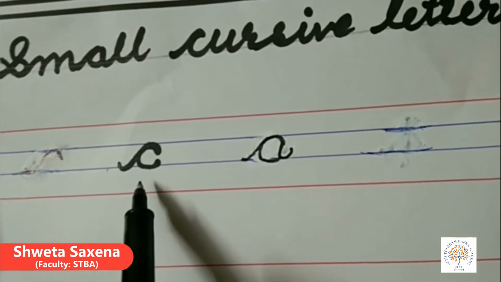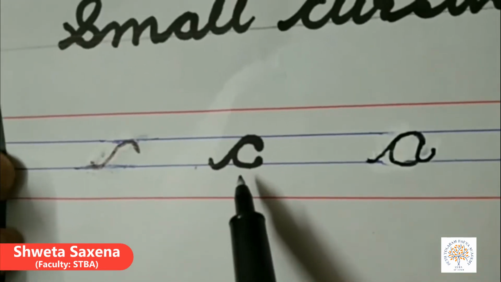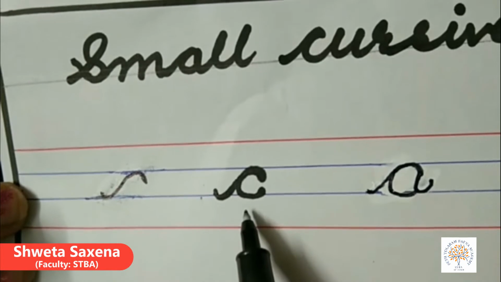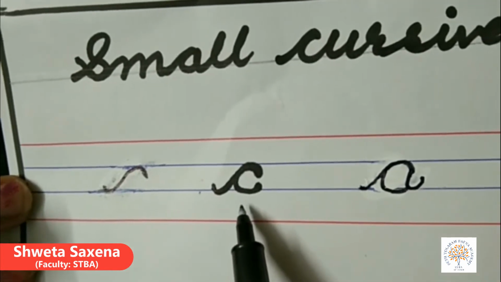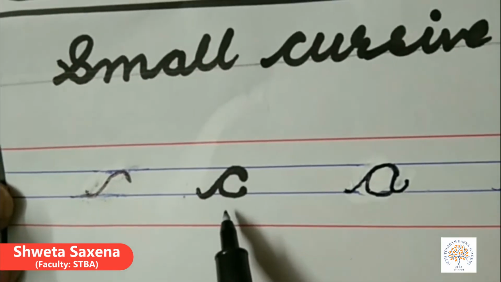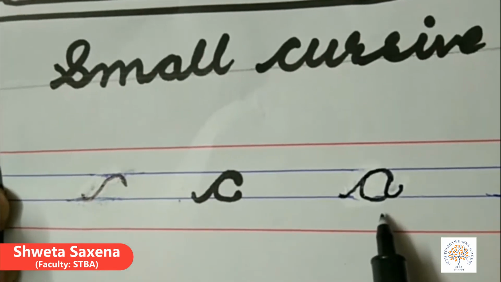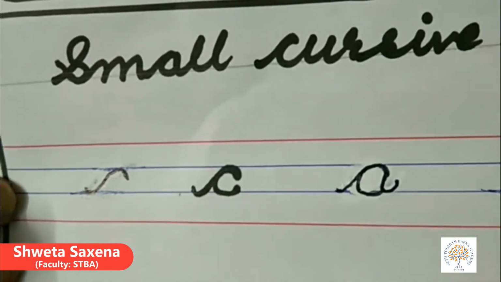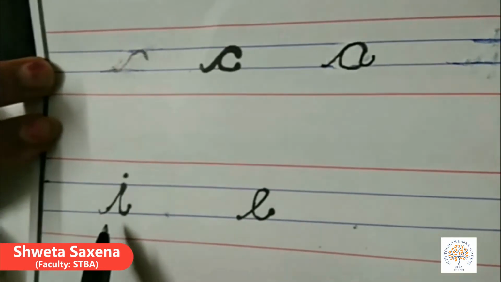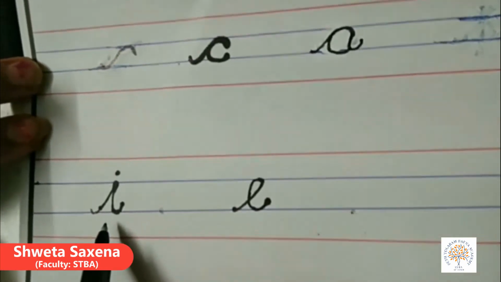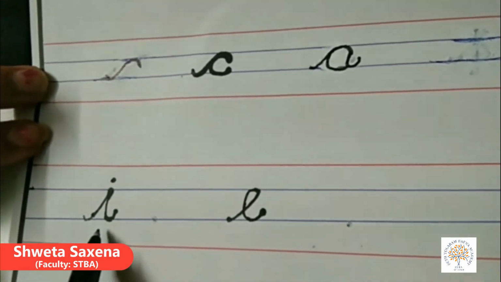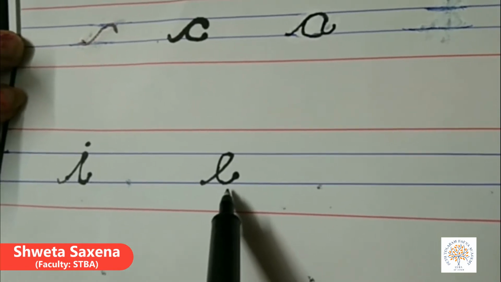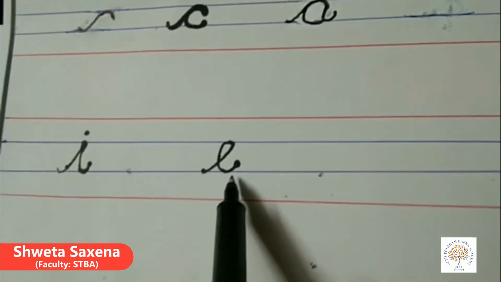Let's do the practice again. This is alphabet C. C for cap, C for cat. A. A for apple, A for ant. I. I for ice cream, I for igloo. E. E for elephant, E for egg.